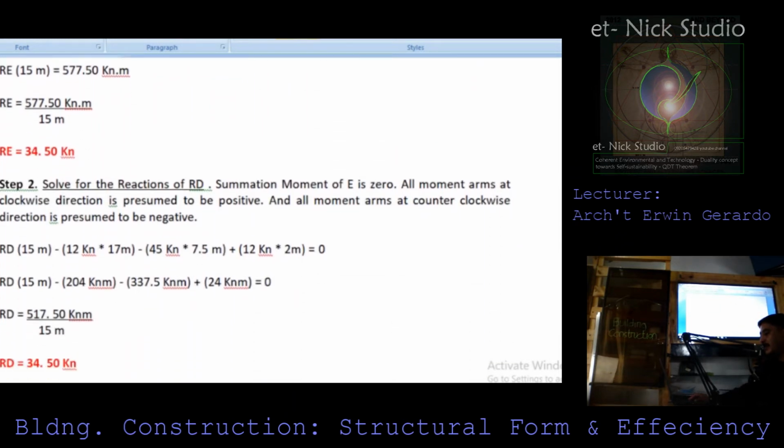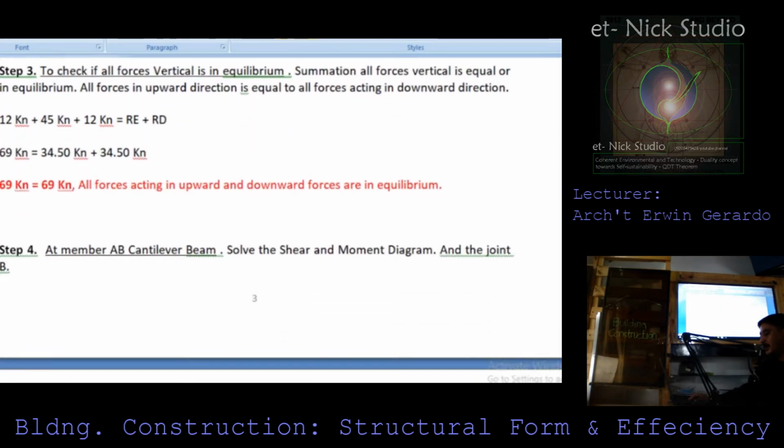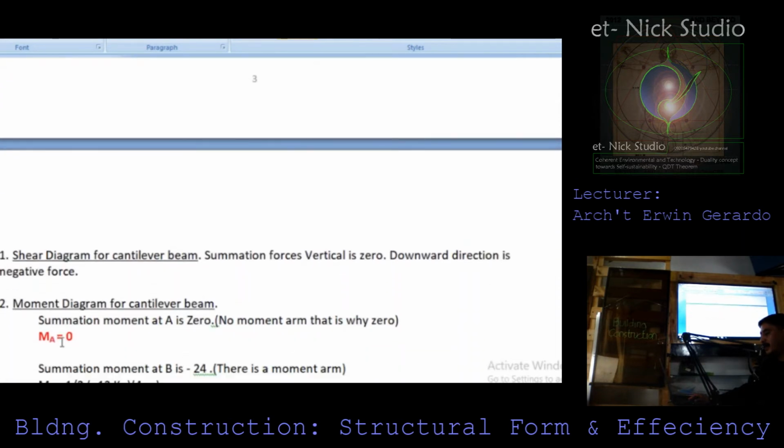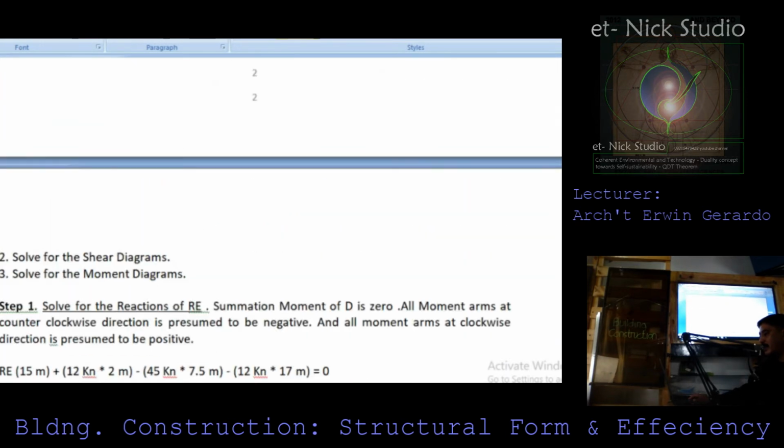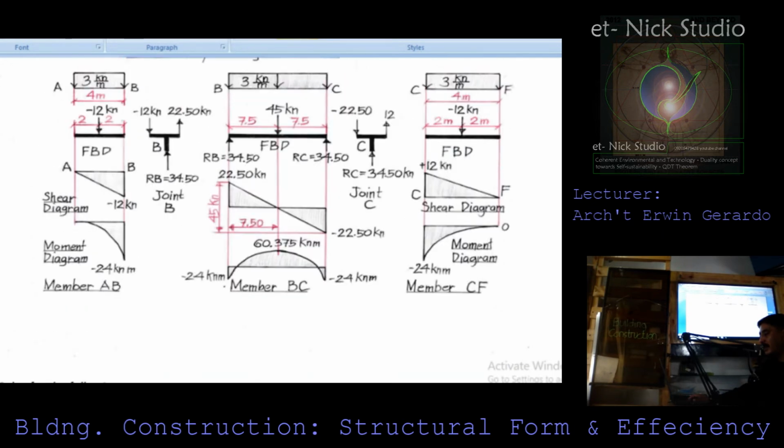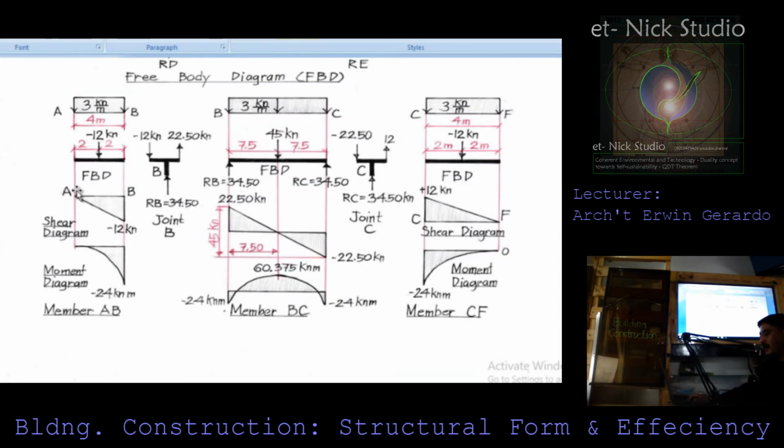Now let us continue with the moment diagram for the cantilever beam. Because the summation of moments at A has no force being exerted, it is also 0. That's why if you look at it, at A, everything is found at the neutral axis, which is actually at the 0 axis.